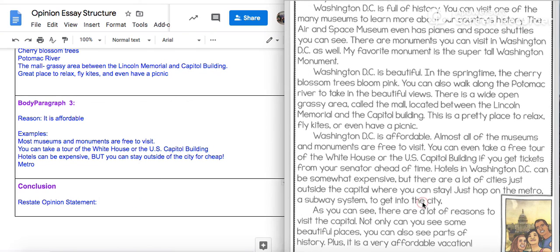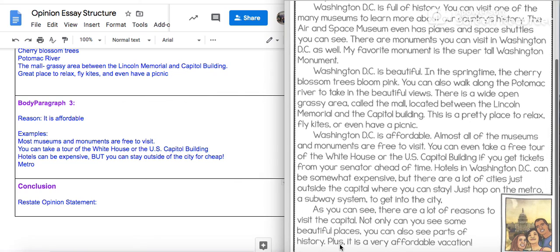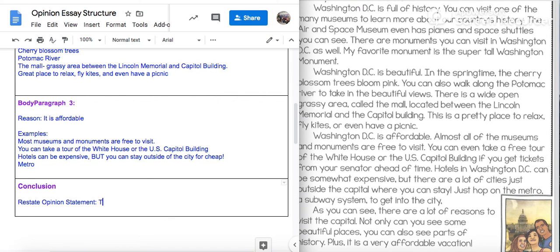And lastly, conclusion, you're going to say the opinion statement one more time. As you can see, there are a lot of reasons to visit the Capitol. Not only can you see some beautiful places, you can also see parts of history. Plus, it is a very affordable vacation. So she said, there are a lot of reasons to visit the Capitol. And then she kind of restated her reasons again. She said, you can see beautiful places. You can see parts of history. And it is very affordable.